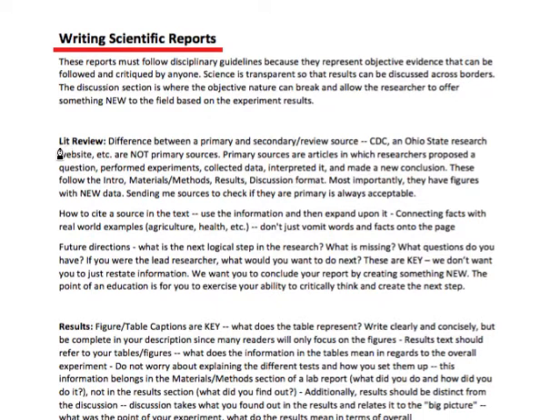The dog is barking in the background if you can't tell. Sorry. Actually, no, she's okay.